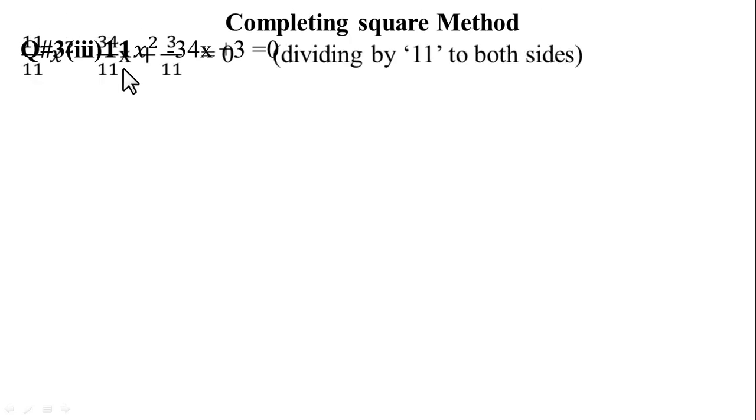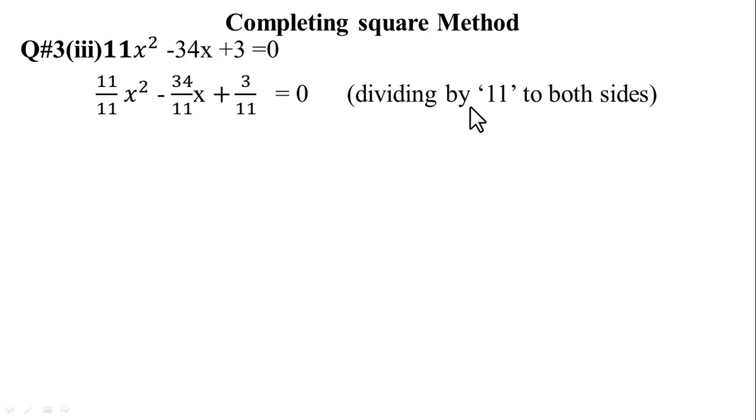Solve by completing square method, question number 3, part 3: 11x² - 34x + 3 = 0. First of all, we require the coefficient to be 1, so dividing the whole equation by 11. Dividing both sides by 11, we get (11/11)x² - (34/11)x + 3/11 = 0.